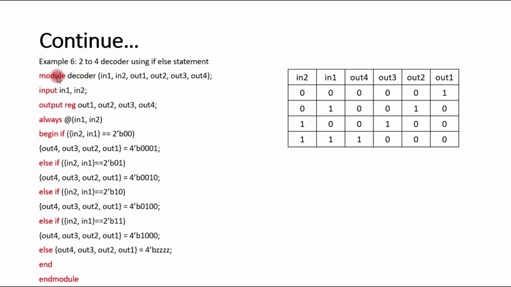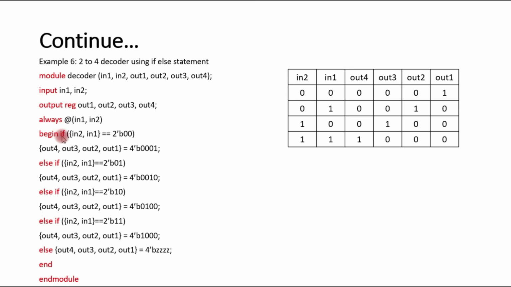Module, that is keyword, decoder, that is module name, input output terminals, inputs in1 in2, outputs out1 out2 out3 out4, and these output terminals are taken inside the always block. So we should declare these as the register data types. One procedural block, that is always at the rate in1 in2. If there is any change in the input variables, then the statements will be executed.